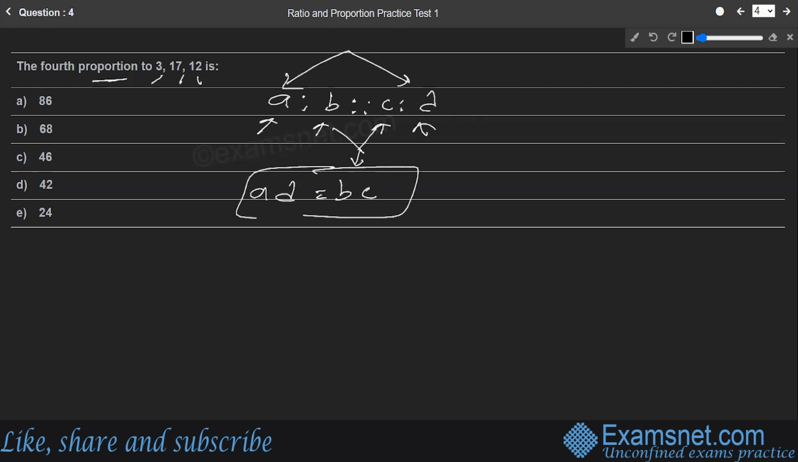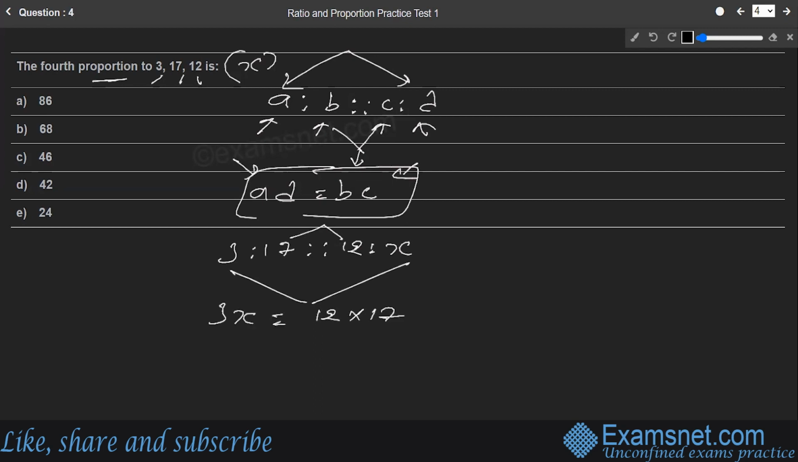Let us say the fourth proportion is x. So we can write the numbers as 3 is to 17 in proportion with 12 is to x. Let us apply the same rule: AD is equal to BC, the product of outer terms is equal to the product of inner terms. So that means 3x is equal to 12 into 17. That gives us x as 12 into 17 divided by 3, which is nothing but 68. The value of x comes out to be 68, and that is the fourth proportion value. Answer available in option number B.